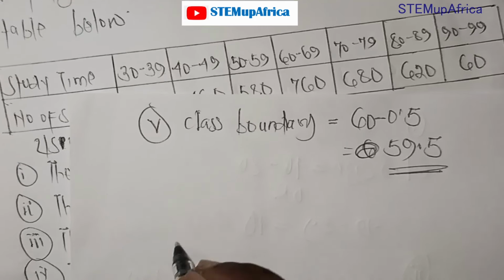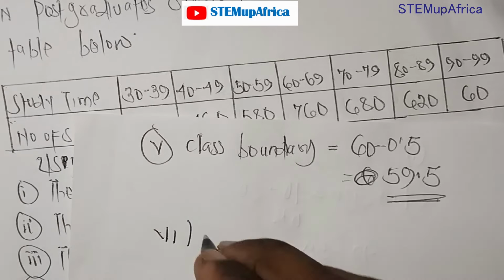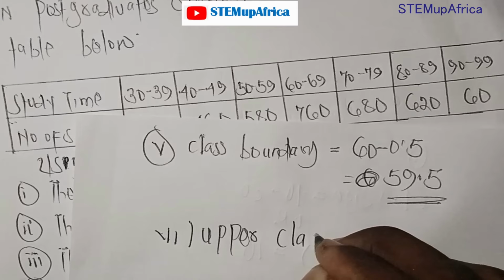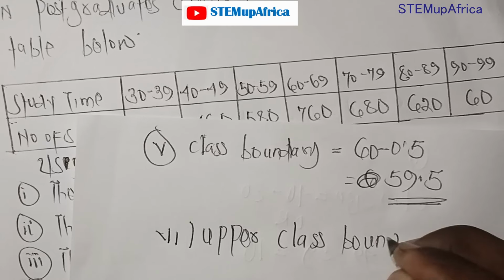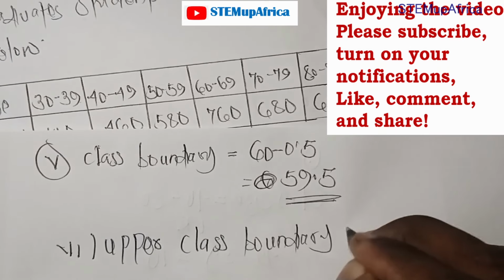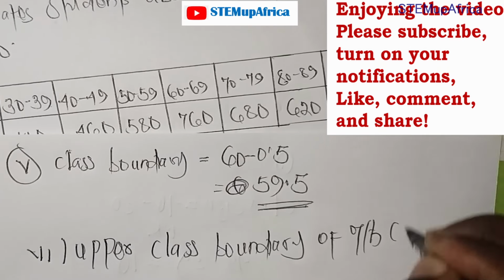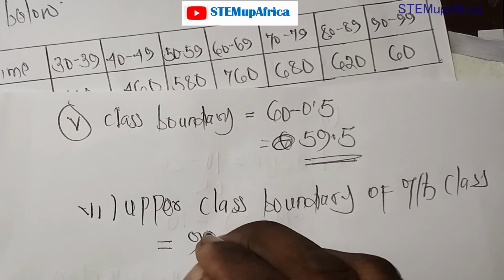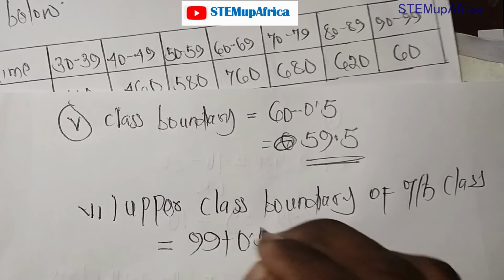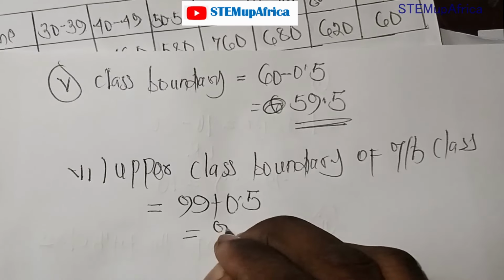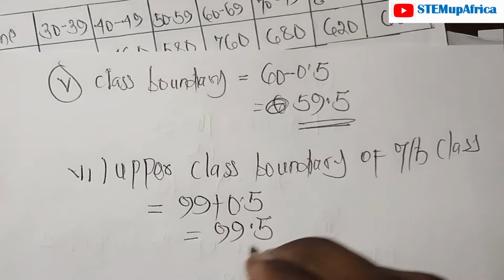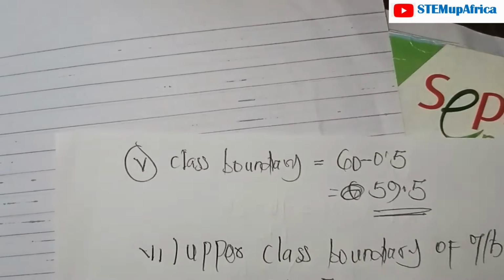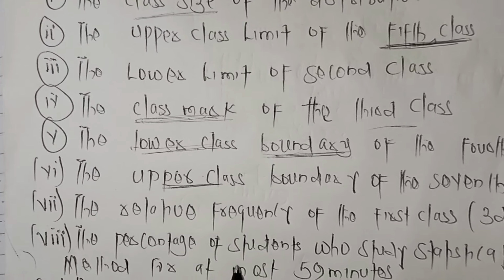Roman figure 6, upper class boundary of the seventh class. The principle says we should add 0.5, which is 99 plus 0.5. That will give us 99.5. Simple as that.